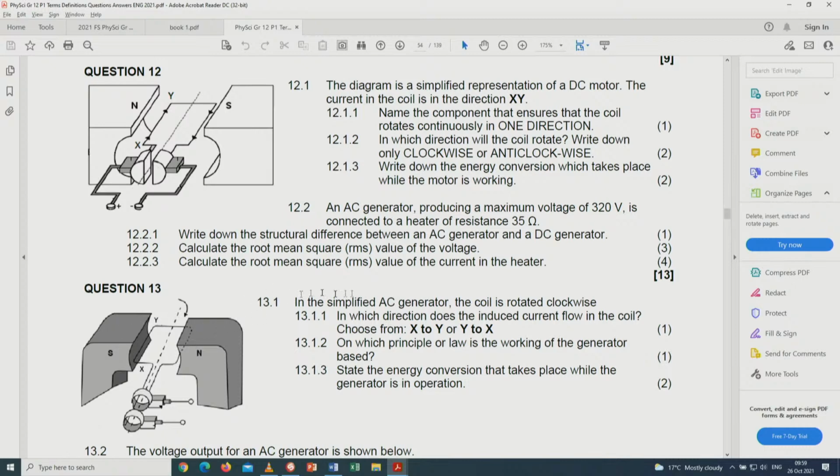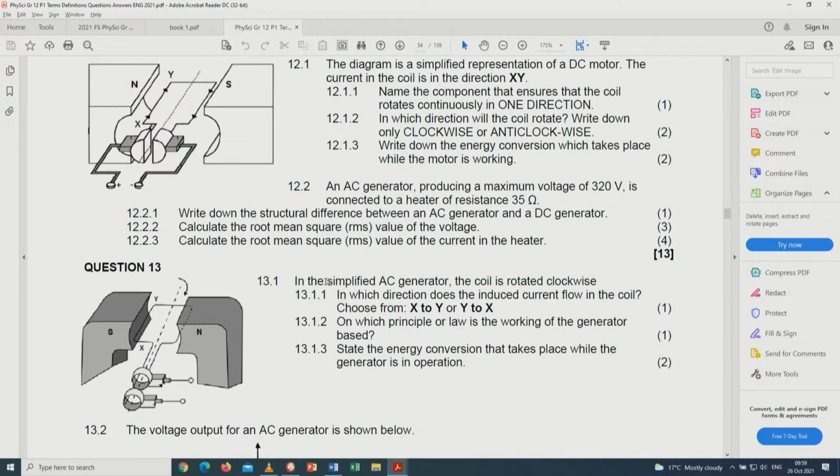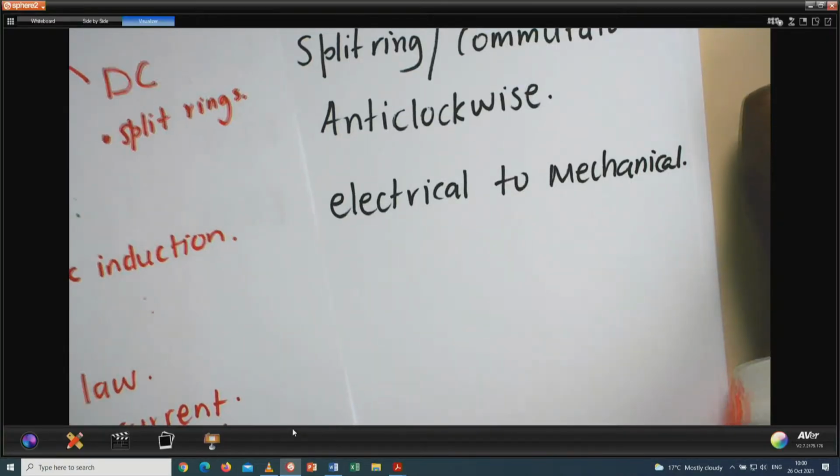If you are looking at question 13, it says here in the statement, in the simplified AC generator, the coil is rotated clockwise. So in the statement, it's saying this is a generator. Okay, it's a generator and it's AC. And when you are looking also at this diagram, you say, okay, AC, I'm expecting AC to have slip rings.